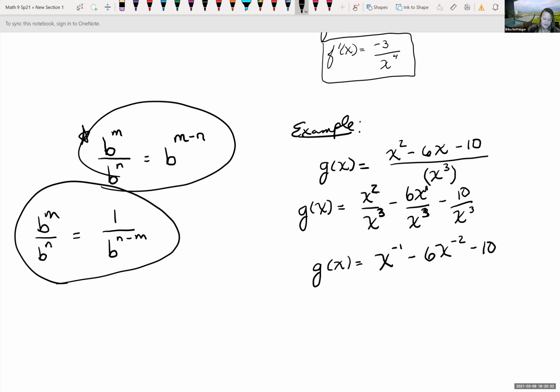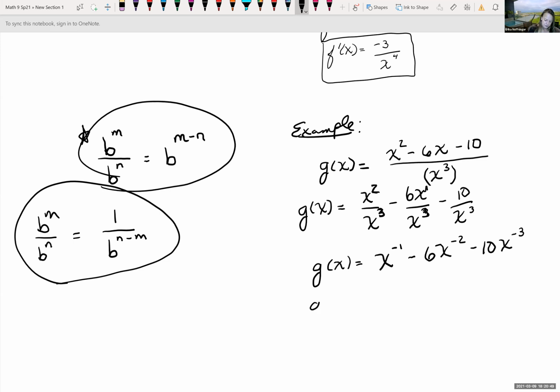Minus 10, and let's bring that x cubed up into the numerator. And we can rewrite it that way. It would be x to the negative 3 power. So now we've manipulated this function into the form that we can use our rules of derivatives that we know.